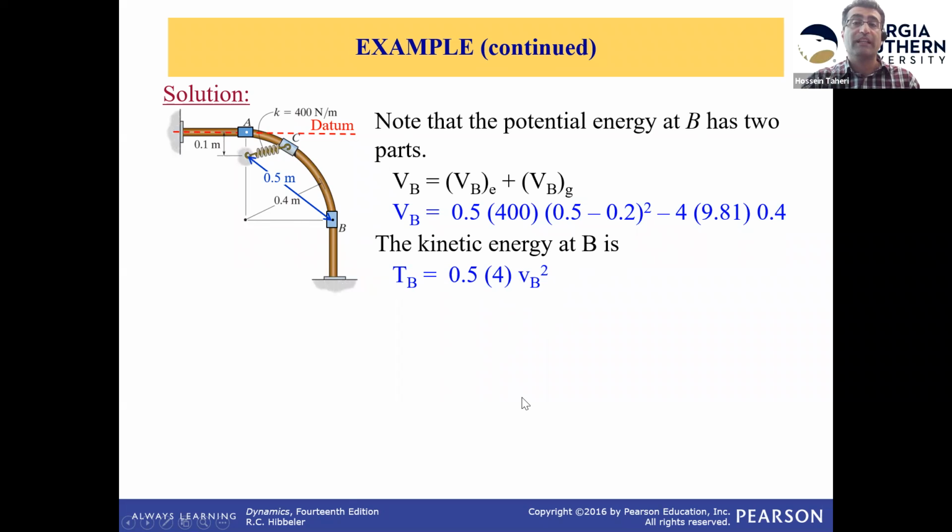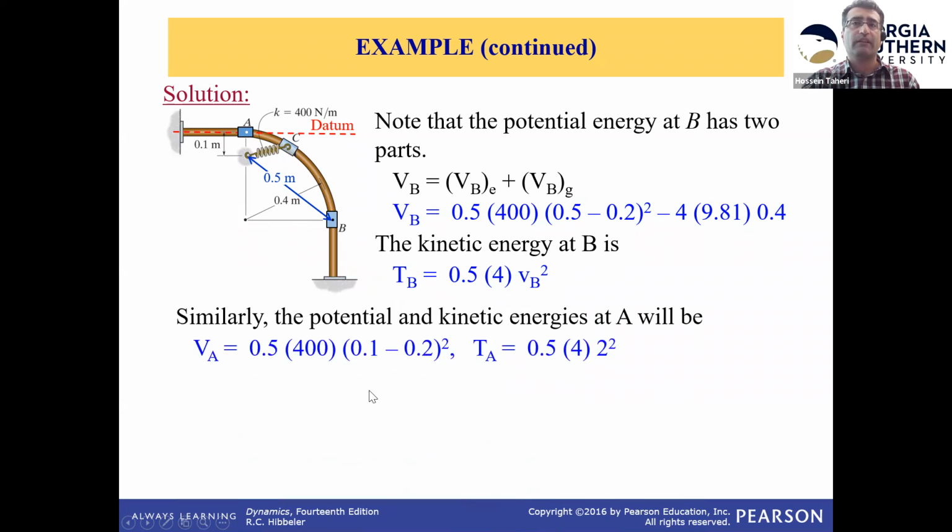Now let's look at point A as well. What do we have at point A? We do know the velocity, so we can write TA, the kinetic energy. And then the potential energy at point A comes just from the spring, because it is right on the datum line and doesn't have any gravitational energy. The length of the spring at that point is 0.1, which means it was compressed a little bit. So you have a part from the potential and a part from the kinetic.